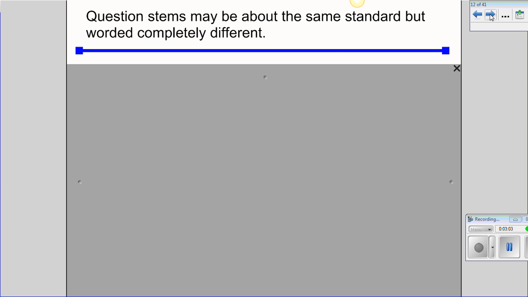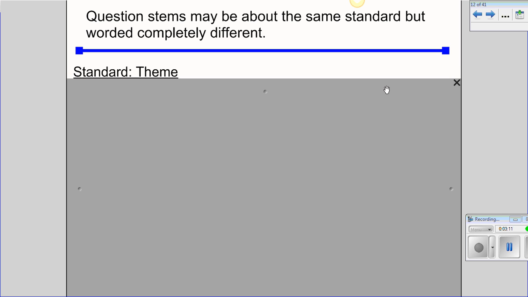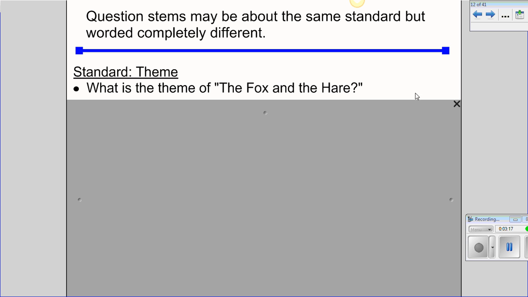So let's talk now about the question stems. Question stems may be about the same standard, but worded completely different. So let's look at an example of that. Your standard could be theme. And here's one question that you may see that's based on the standard of theme. What is the theme of The Fox and the Hare?